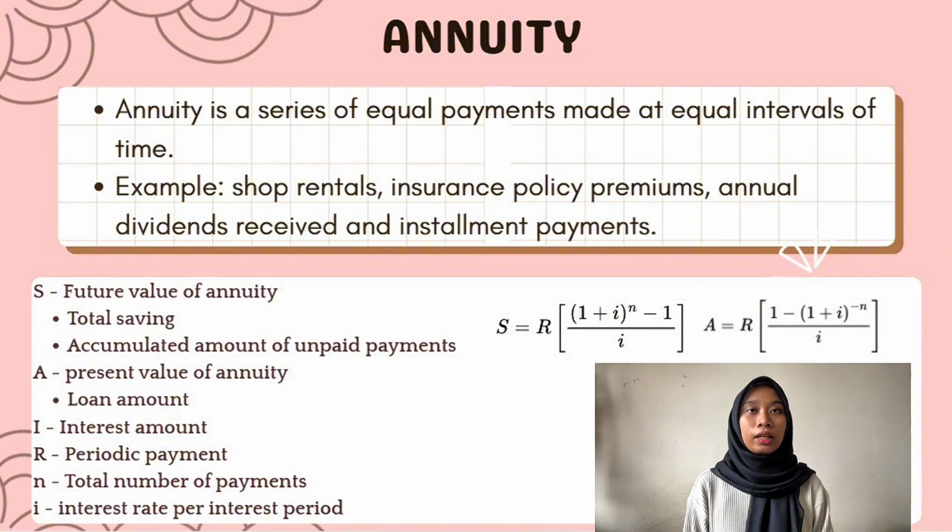Now, let's talk about annuity. An annuity is a series of equal payments made at equal intervals of time, such as shop rentals, insurance policy premiums, annual dividends received, and installment payments.